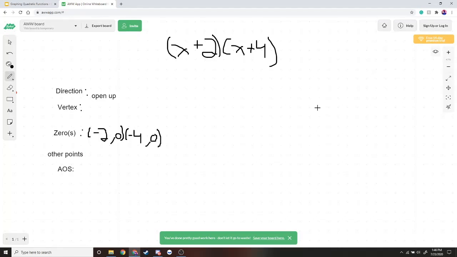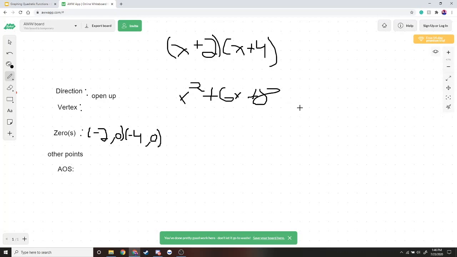Next, we want to find our vertex. Now, to do this, it would be easier if we converted it into standard form. So that's exactly what we're going to do. We're going to FOIL this out like we learned last week. So x times x is x squared. 2 times x is plus 2x. And x times 4 is plus 4x. So to combine, that's plus 6x. And we have 2 times 4, which is just plus 8.